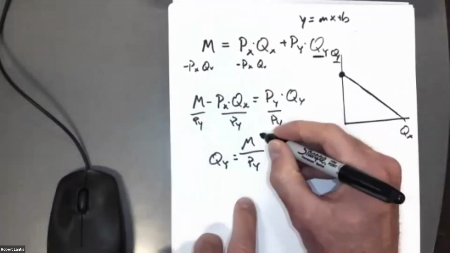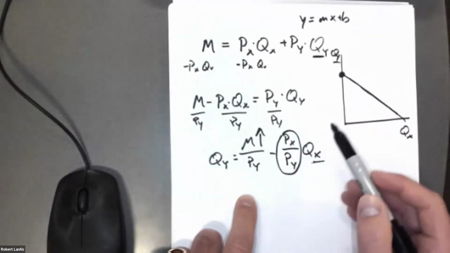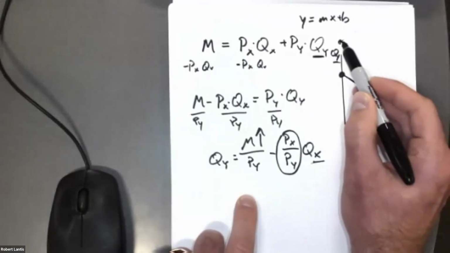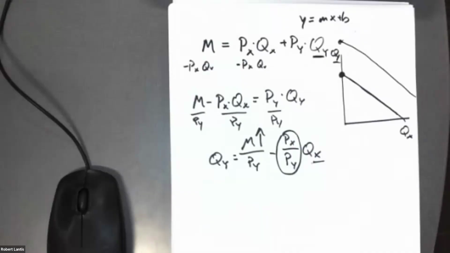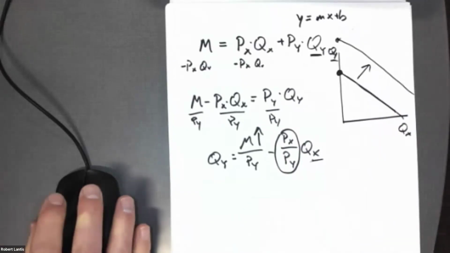So when income changes, what's that going to do? Well, it's going to change my intercept, but not my slope, right? So income increases will just shift that budget line out. Okay.